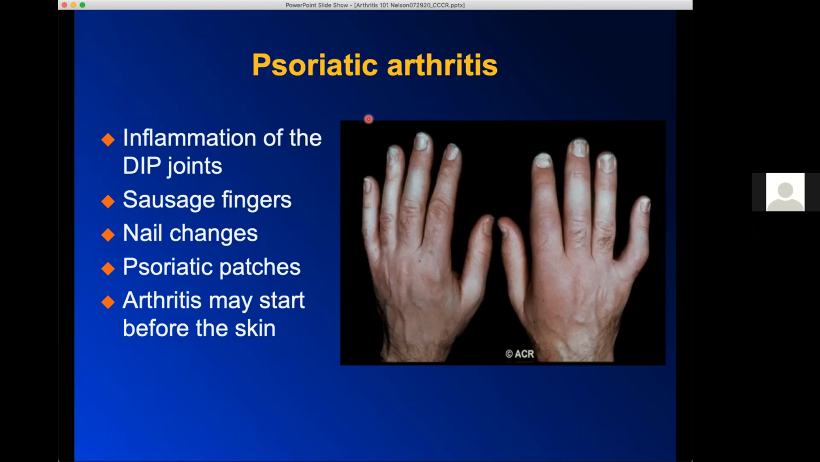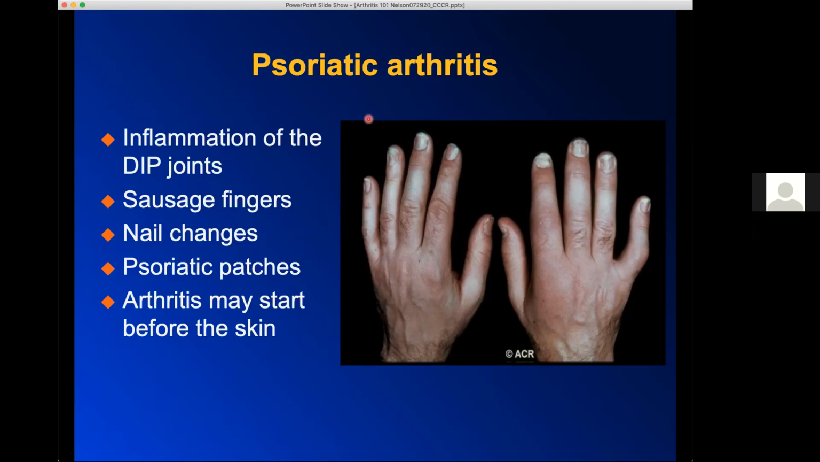So if somebody has a big, hot, swollen DIP joint, you're sort of wondering if they might have psoriatic arthritis, or maybe erosive OA, or maybe a crystal disease, probably not immediately thinking about rheumatoid arthritis. They can get sausage fingers, so the right index finger there, the whole finger looks kind of swollen, even down into the hand a little bit, called dactylitis. They can get nail changes, which are present here.